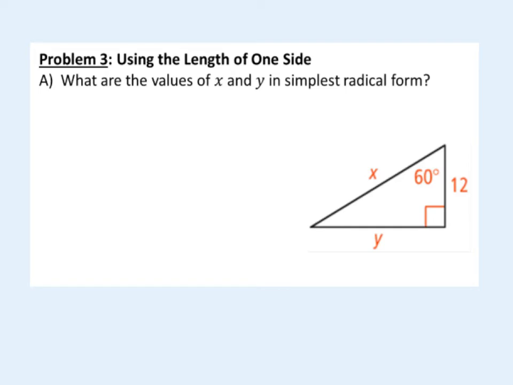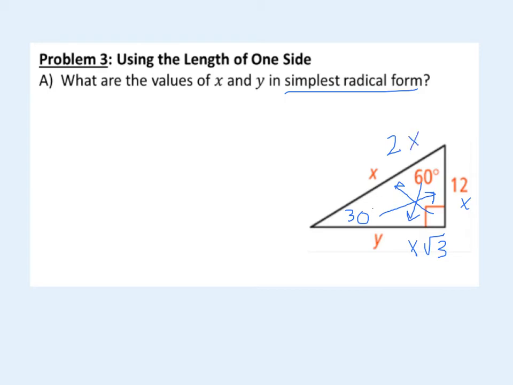So here, what are the values of x and y in simplest radical form? One thing, I know this would be 30. So straight across from 30, this is my shortest leg, so this is like my x. Across from my medium leg, which is 60, is x square root 3. And across from my 90 degrees is 2 times my short leg.